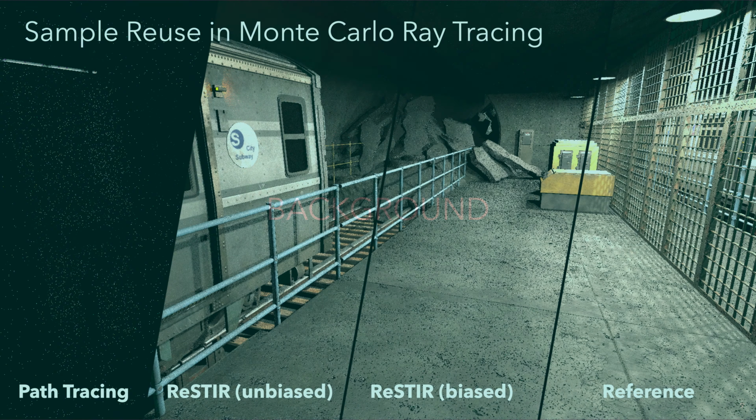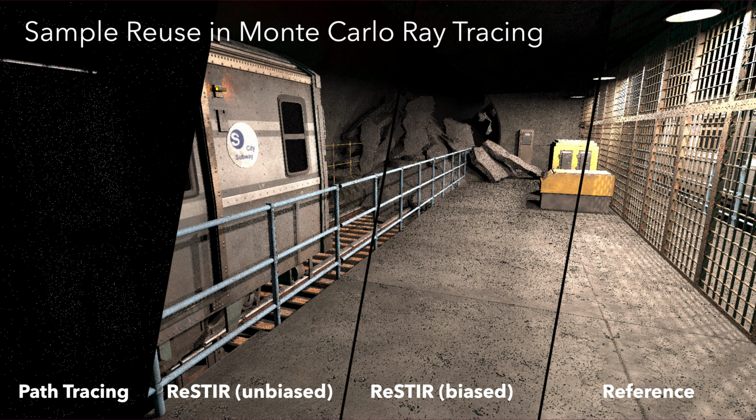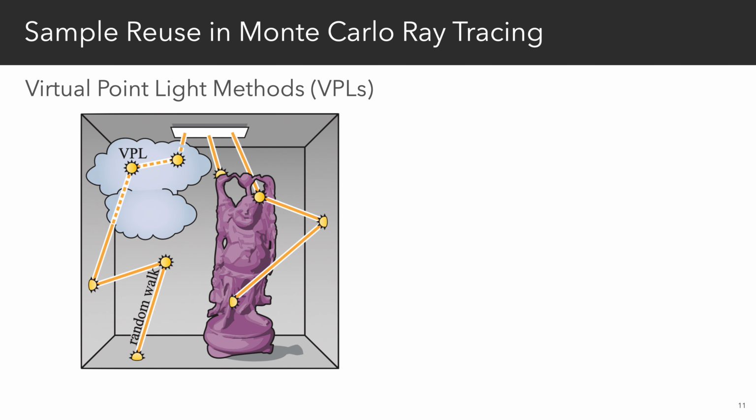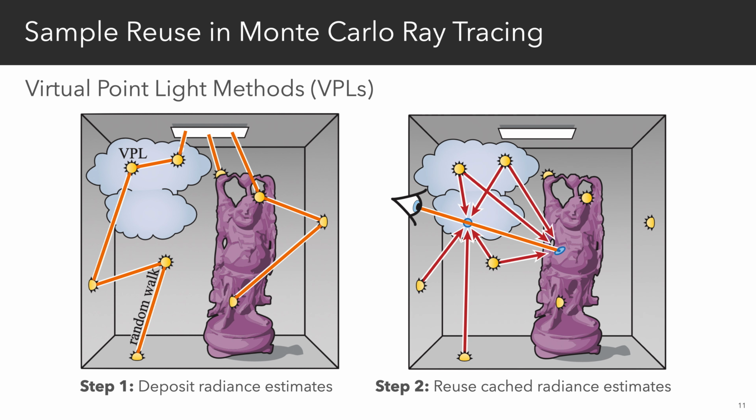Reusing sample estimates is not a new idea and has in fact already been successfully applied to Monte Carlo rendering algorithms. For instance, methods like virtual point lights and ReSTIR can dramatically reduce noise by sharing light paths between pixels. Our method specifically takes inspiration from virtual point light methods, which first deposit radiance estimates in the scene and then reuse these cached values to generate a radiance estimate at each pixel.